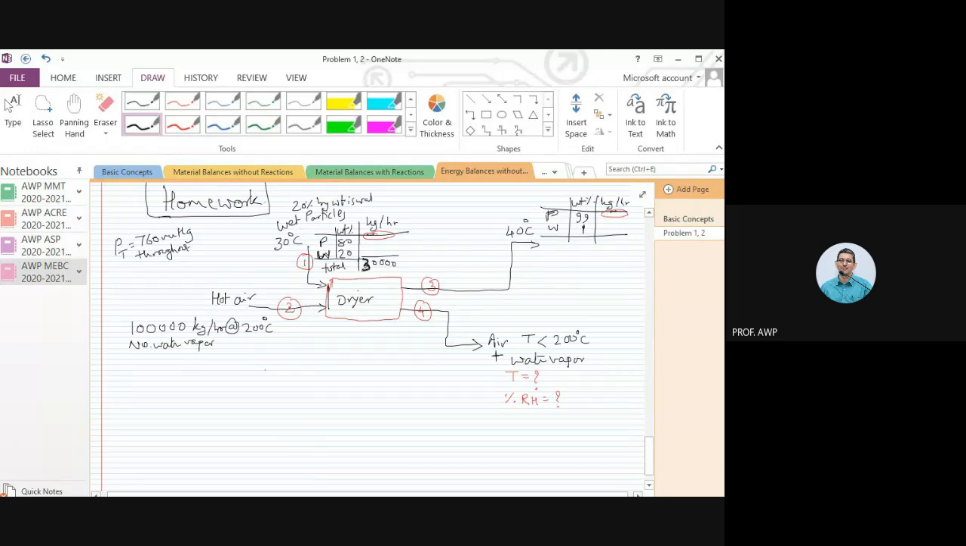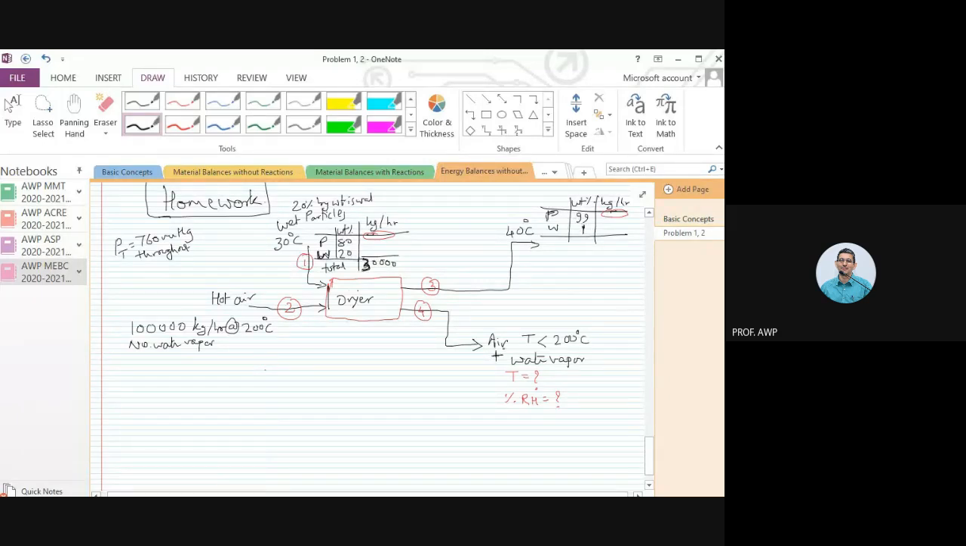Stream number 2 has only hot air. No water vapor is coming in stream number 2. Stream number 3 has this product P and liquid water, and stream number 3 is at 45 degrees centigrade. Stream number 3 has 99 weight percent P, 1 weight percent water.